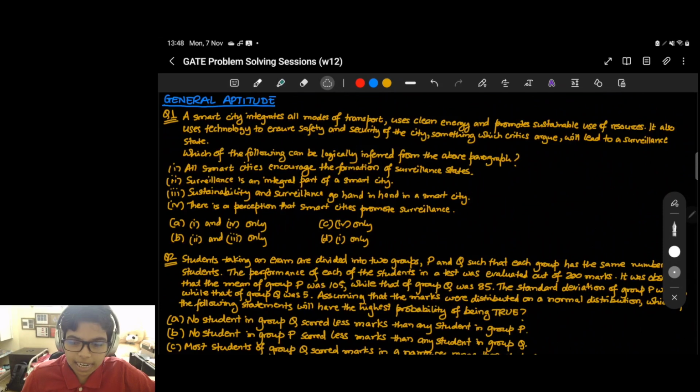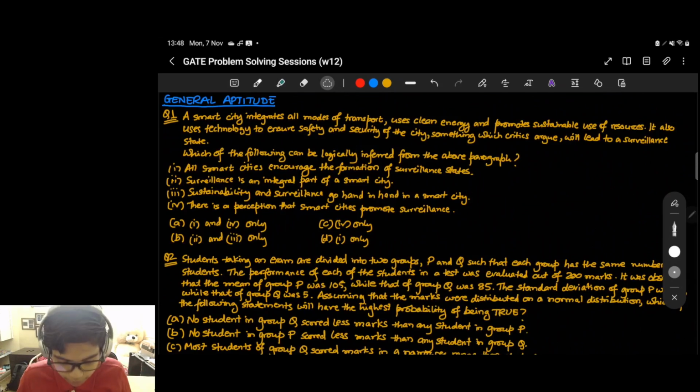First statement is, all smart cities encourage the formation of surveillance states. This is clearly incorrect. Next option is, surveillance is an integral part of a smart city. Third option is, sustainability and surveillance go hand in hand in a smart city. Again, it doesn't really make sense. Fourth option is, there is the perception that smart cities promote surveillance.